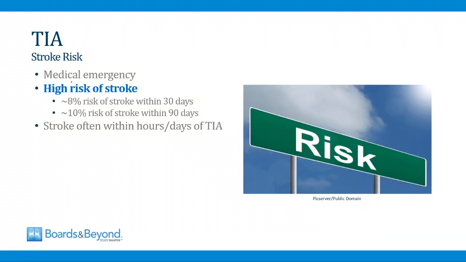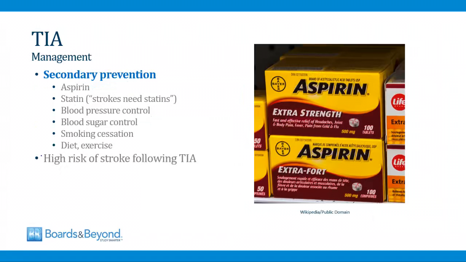So a TIA is a medical emergency because a TIA is often a harbinger of a stroke that's about to happen. Patients who have a TIA, even though their symptoms get better in less than 24 hours, have a very high risk of stroke going forward. About 8% of those patients have a stroke within a month, and about 10% have a stroke within 90 days. And in many cases, the stroke occurs within hours or days of the TIA. So patients with a TIA are often hospitalized and observed and started on medication to try and reduce the risk of stroke. And so that's a nice segue into the management of TIA.